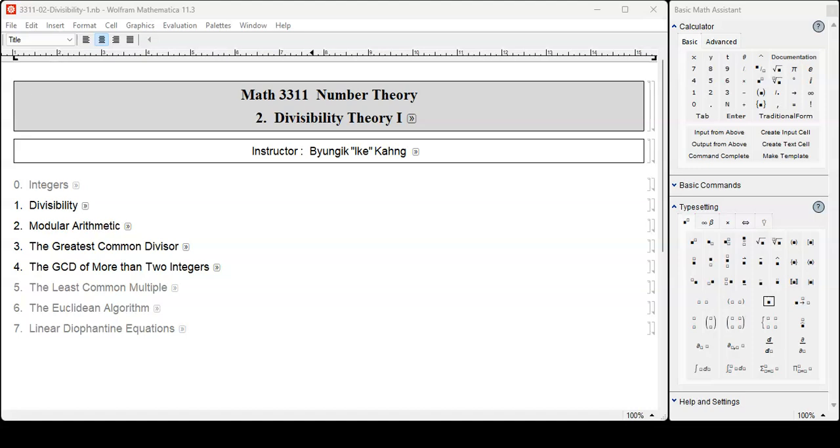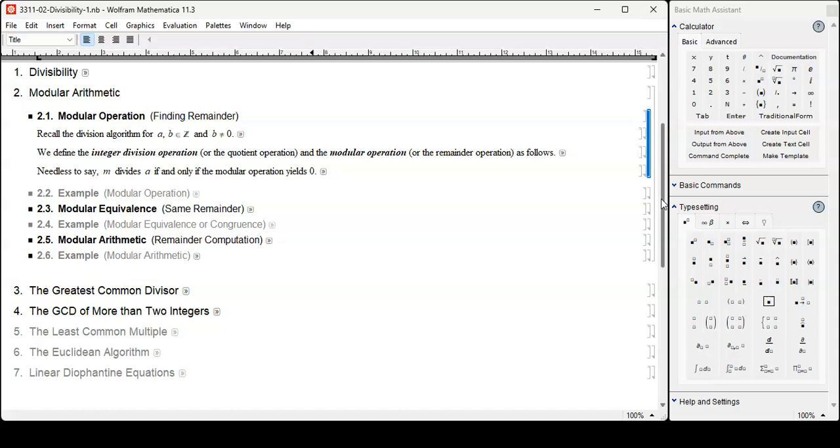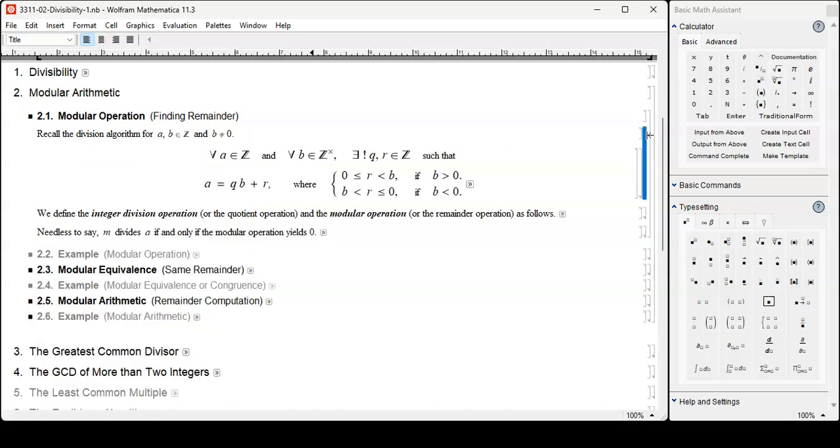Hello students, welcome back. Let's begin section 2, Modular Arithmetic. This topic is relatively minor, at least for the time being, so let's try to get it over with as quickly as possible. First, modular operation, and this one is really no big deal, but it does serve as a kind of stepping stone toward the next one, so let's talk about it as briefly as possible.